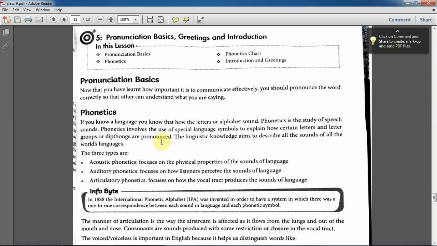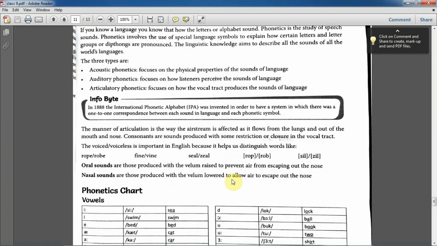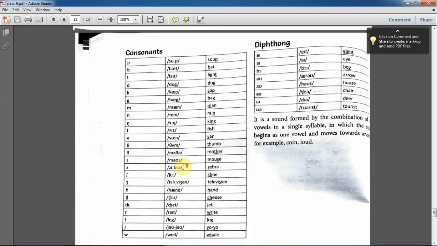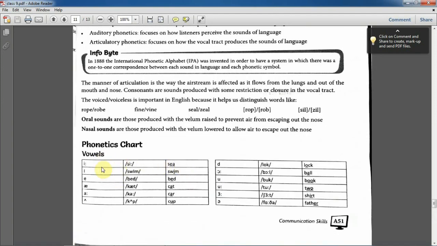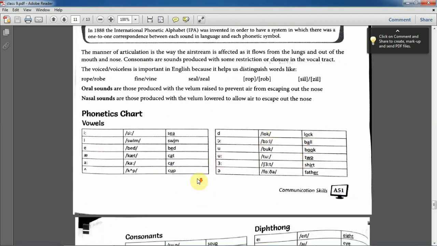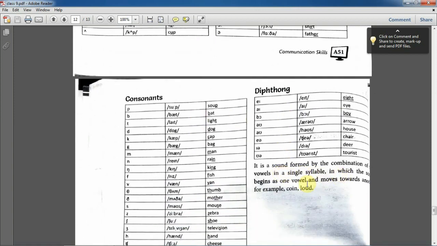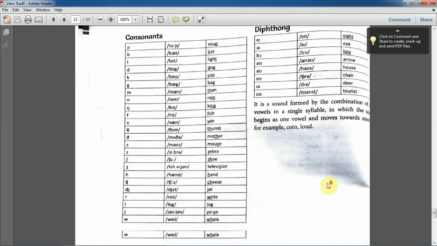Then the three types of phonetics are: acoustic phonetics, which focuses on the physical properties of the sound of the language; auditory phonetics, which focuses on how listeners perceive the sound of language; and articulatory phonetics, which focuses on how the vocal tract produces the sound of language. Not much information is given here. Vowels, I, E, A, are all given. Then consonant, and diphthong, a sound formed by the combination of vowels in a single syllable.